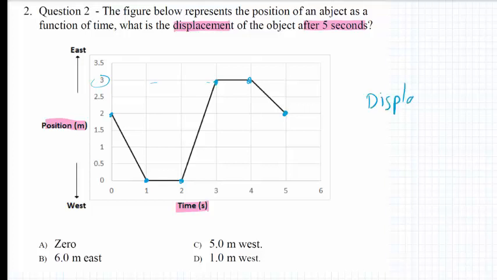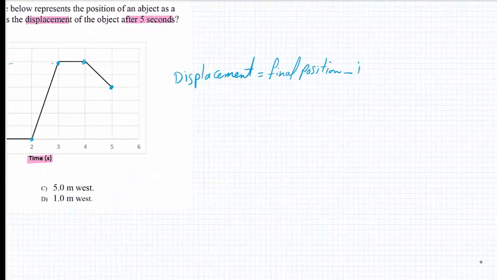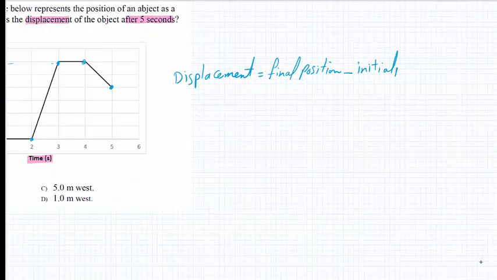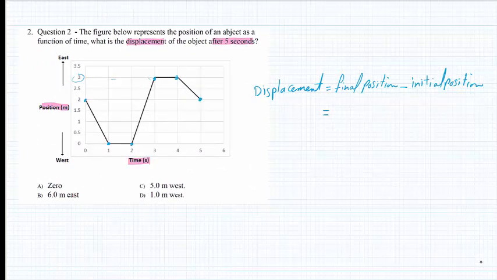Displacement equals final position minus initial position. So if we are moving on the x-axis, we can call it the final position minus the initial position, or xf minus xi. Final position minus initial position.